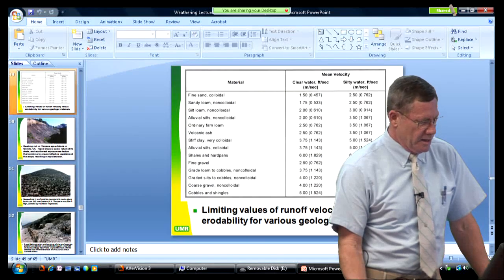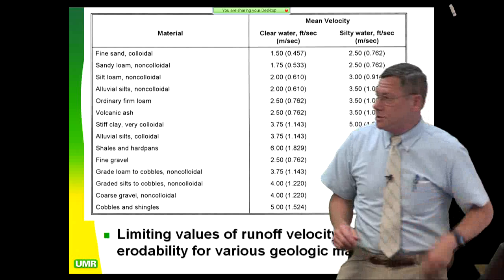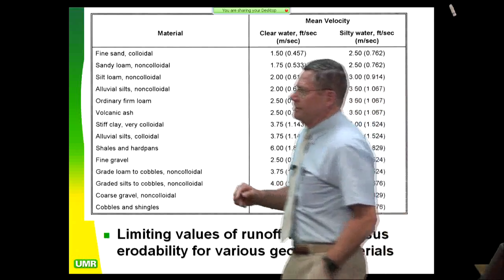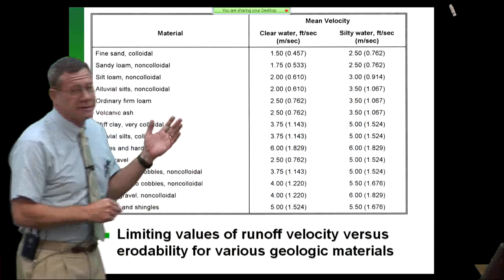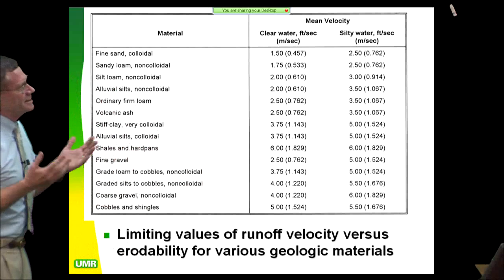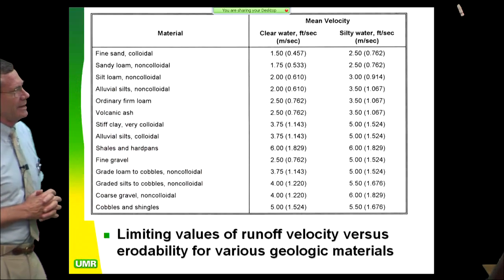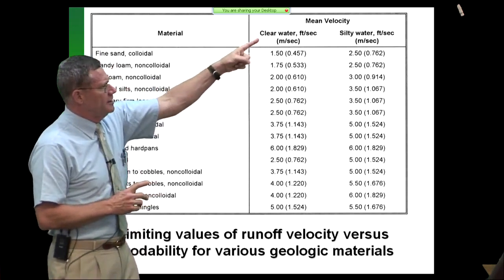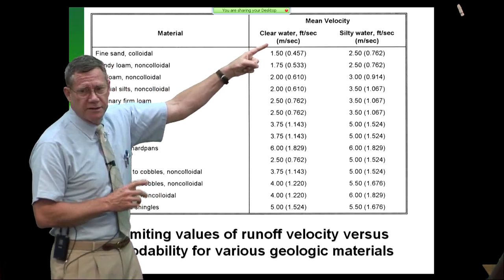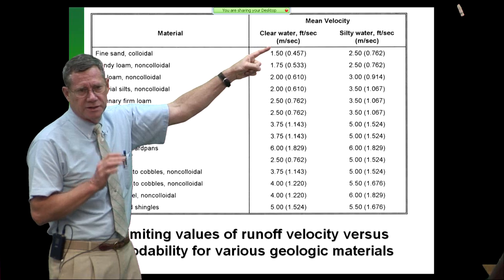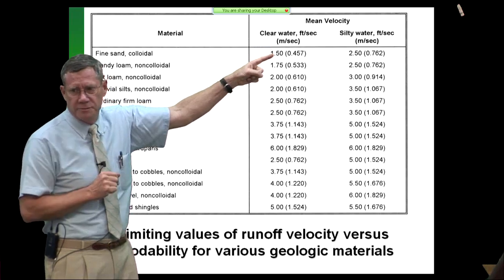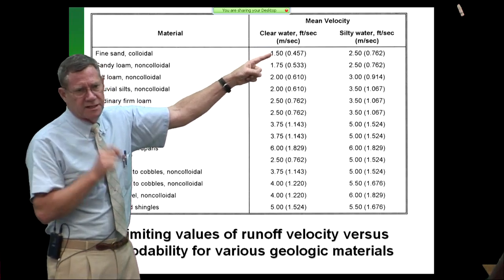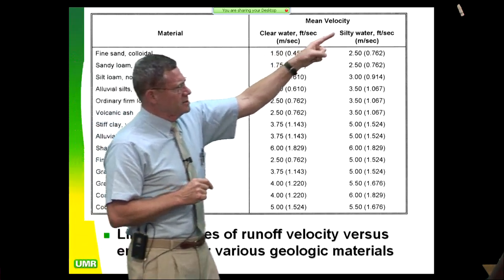So this chart is something we use all the time in the profession. It's a Corps of Engineers publication. And there's two things I want you to see here. One is there's clear water numbers right here, which don't exist outside civil engineering laboratories where they have distilled water flowing through flumes. So that's a nice theoretical number. And then right here is the one that's silty water.